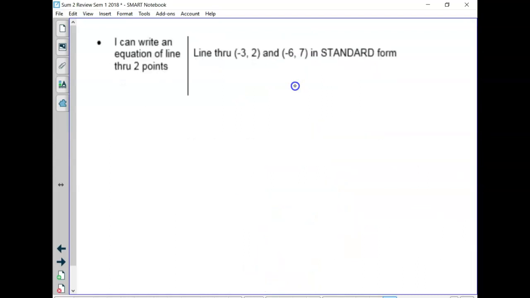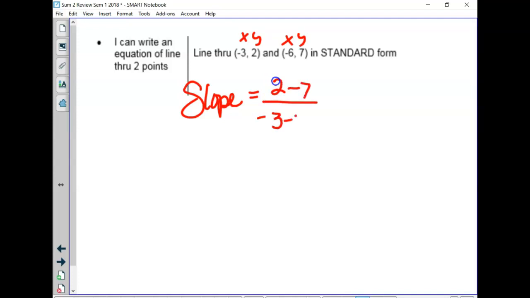All right, line through 2 points in standard form. Yikes, that's a lot of work. What do we have to start with? Slope. And what's everybody going to do wrong? They're going to put the x's on top. Don't do it. X, y, x, y. So if I just go 2 minus 7, negative 3 minus negative 6, be very careful because most often it is a sign mistake that kills you. Oh, great. It's a fraction.